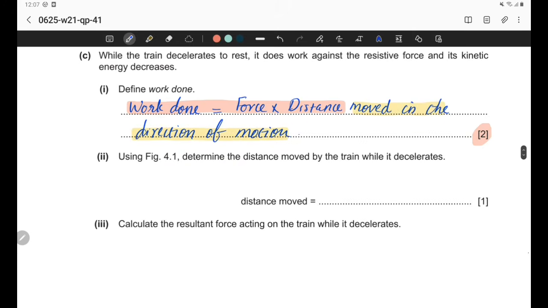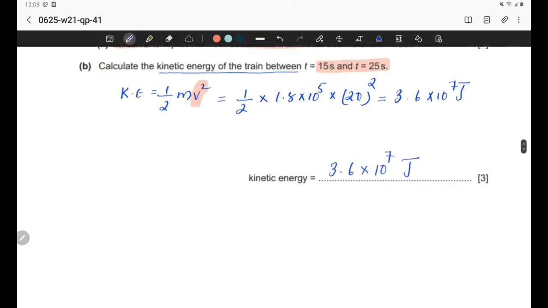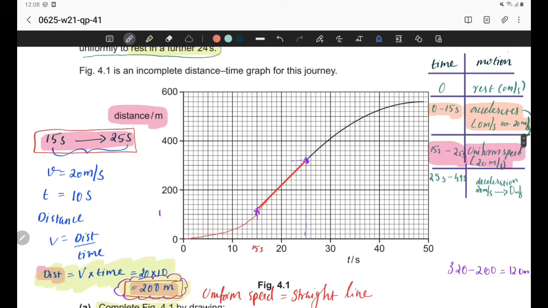Part 2, using figure 4.1, determine the distance moved by the train while it decelerates. So let's look at the graph again. By looking at the graph, we can understand the deceleration is from 25 seconds. It is even mentioned that the train decelerates from 25 seconds to 49 seconds. So we need to find out the total distance traveled by the train during this time interval.